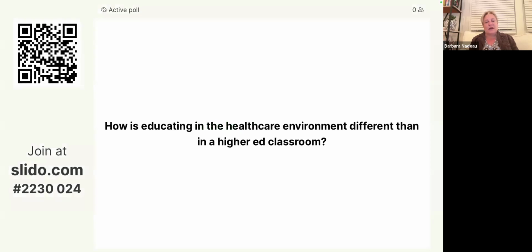So we're going to be using a few different Slido slides throughout. I don't know if any of you have used Slido or have had interactions with that before, but it's kind of like Poll Everywhere, those other polling things. For this, you can access this Slido by either using the QR code, or you can go to slido.com and join it using this access code 2230-024. I want you to join one way or the other and answer this prompt.